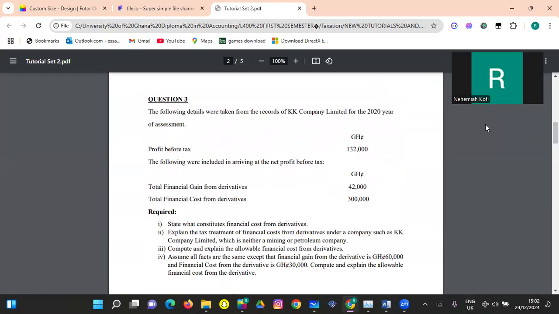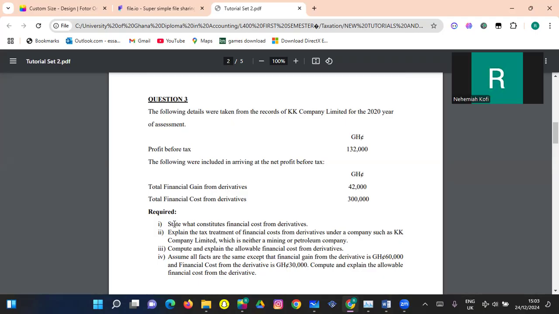So the following details were taken from KK Company Limited for the year 2020 of assessments. Profit before taxes, 132,000. The following were included in arriving at the net profit: total financial gain from derivatives and total financial cost from derivatives. Here is 42,000, here is 300,000.